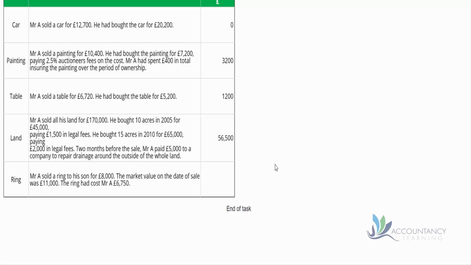So the ring had cost Mr. A 6,750 to begin with. So our gain in this case is going to be the 11,000 minus the 6,750, which gives us 4,250.